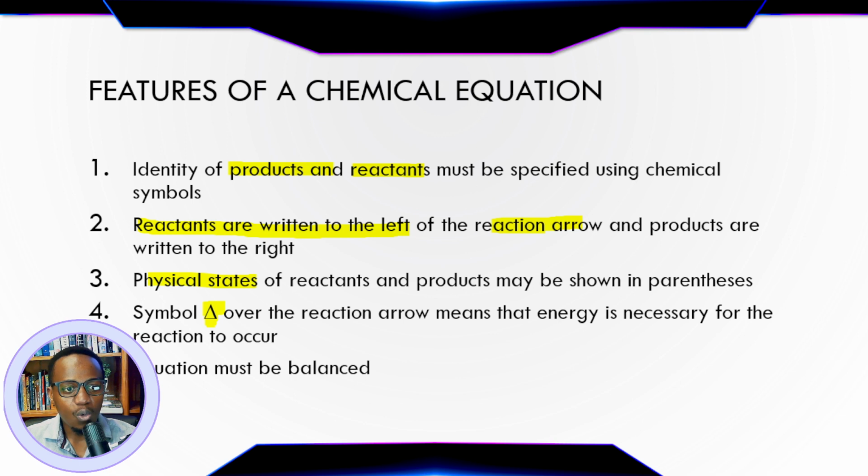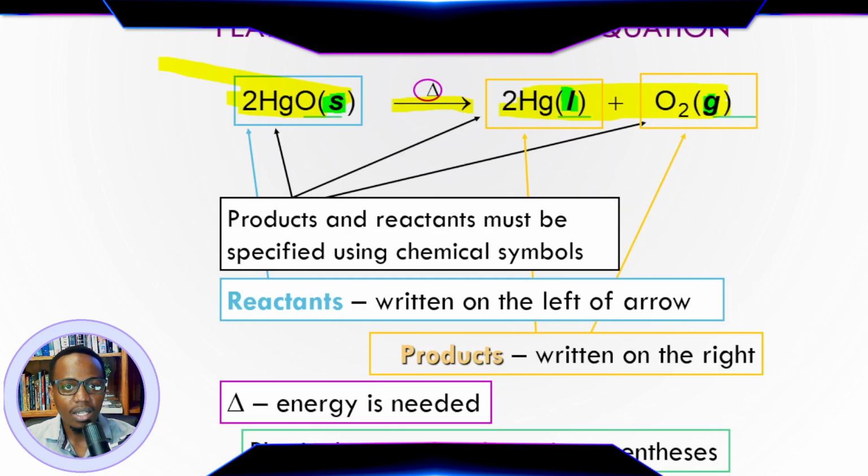And the equation has to be balanced. That's why you see these numbers here. That's why you see 2 here, 2 here, so that we can balance the equation, and we'll learn how to balance the equation later. So these are the main things that happen when a chemical reaction is happening.